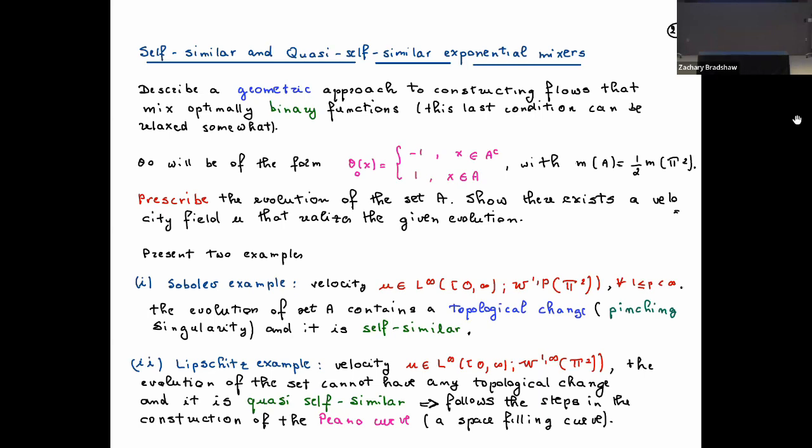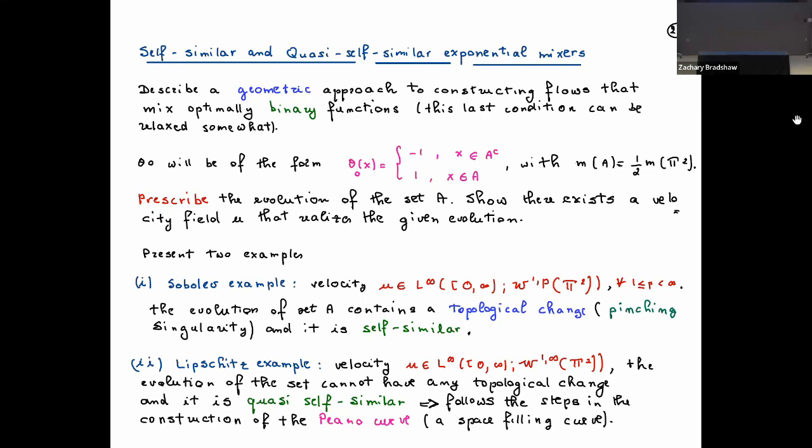So our approach is a completely geometric approach to constructing the flow that will mix optimally only a binary function, although this last condition can be relaxed somewhat. So in other words, you're still going to be +1, -1 on most of the domain, but instead of having a sharp transition, you can interpolate a little bit. But for simplicity, I will just present the case of a binary function. So again, the initial condition is +1 on a certain set and -1 on the complement. Then the size of the set will be 1/2 of the torus.